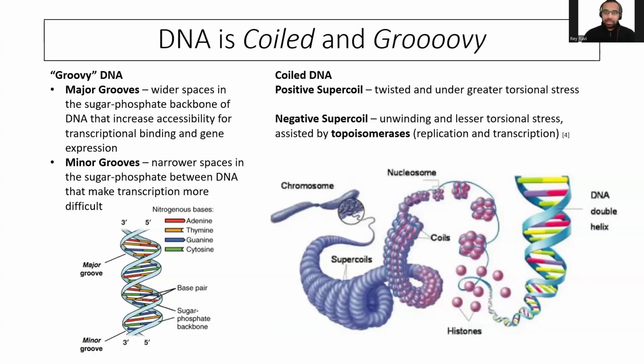There are a few other properties of DNA worth discussing that impact its function. DNA is groovy in that there are short and large undulations in the DNA structure that determine accessibility of DNA for gene transcription. The wider the groove, the greater the accessibility for transcriptional binding and gene expression. DNA is also coiled, making it easier for it to be stored and protected in the cell.